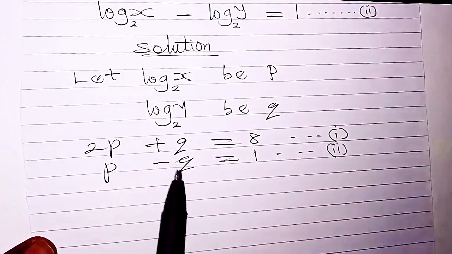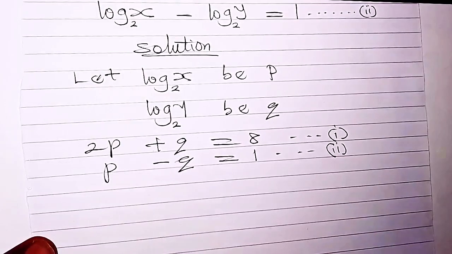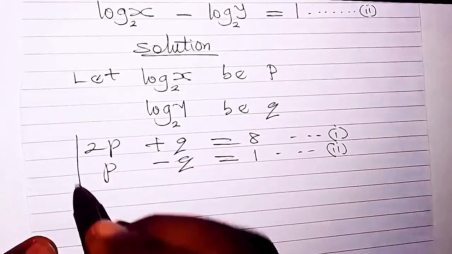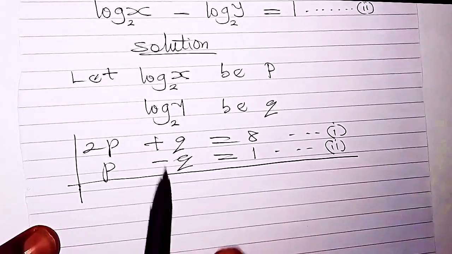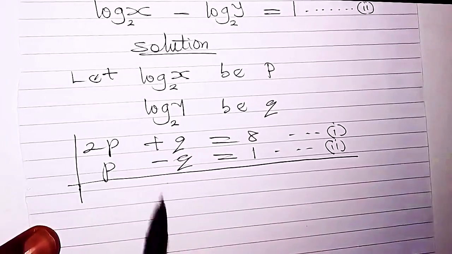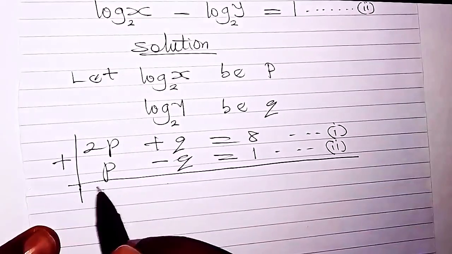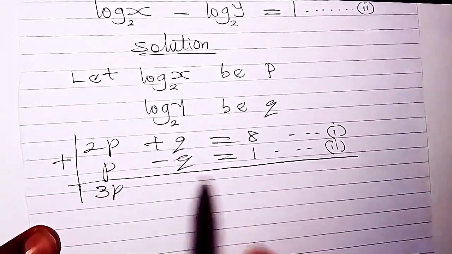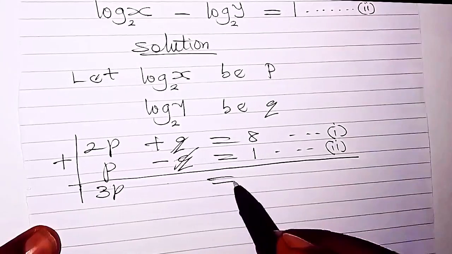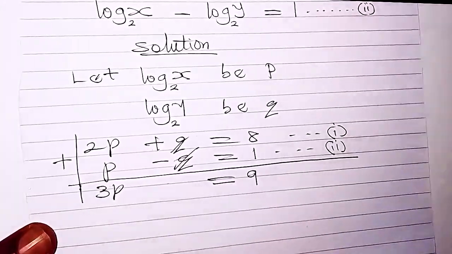So we check out the q variable here. They have the same coefficient, so we can just go ahead and add up the 2 equations in the sense that they have different signs. Remember, if they have different signs, that can be added up. So we have 3p here, that is 2p plus p, and plus q minus q, that's going to be 0, equal to 8 plus 1, that's going to be 9.